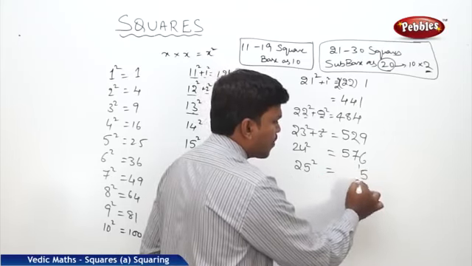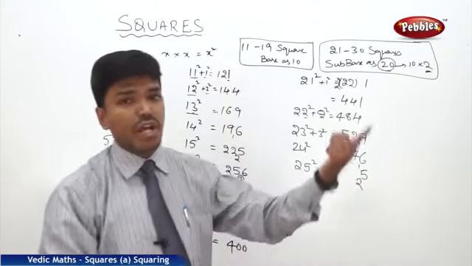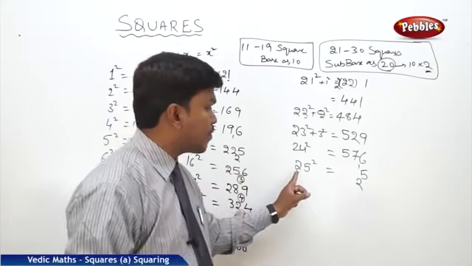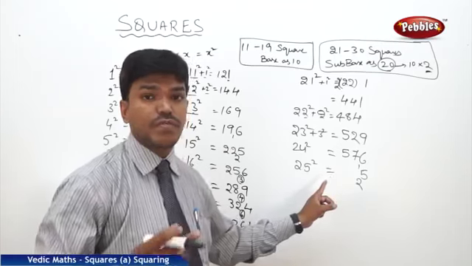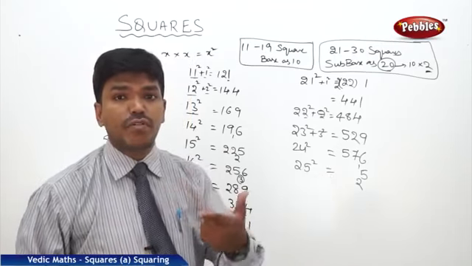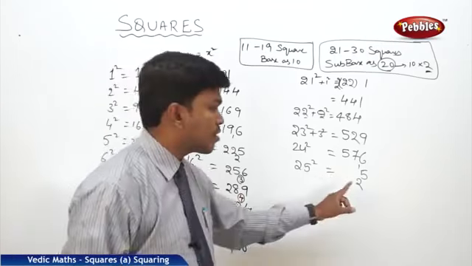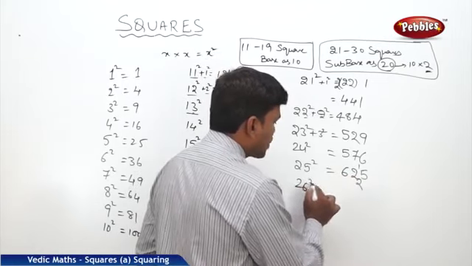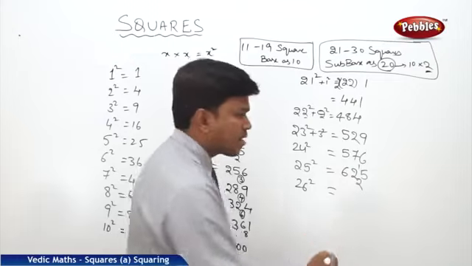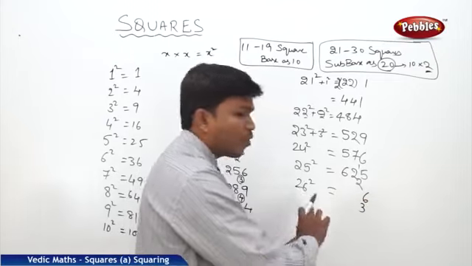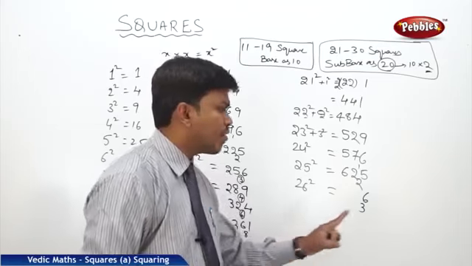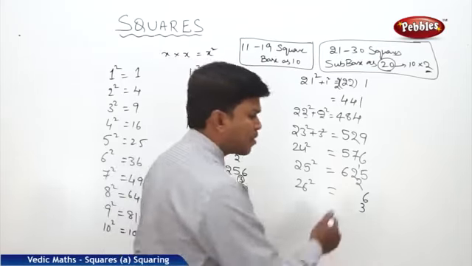25 square. 5 square. 25. So drop 5, carry 2. 25 plus 5. Sorry. 25 plus 5. 30. So what is the double of 30? 60. So 60 plus 2. 62. 26 square. Similarly. 6 square. 36. So drop 6, carry 3. 26 plus 6, 32. Double, 64. 64 plus 3 carry. So 67.